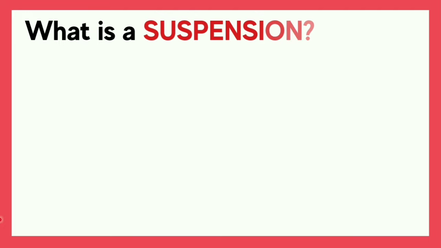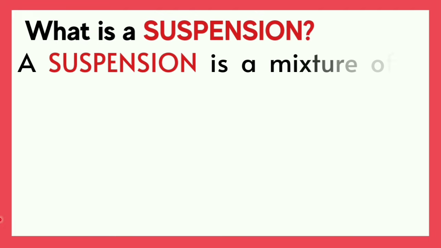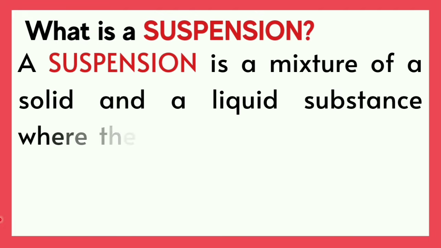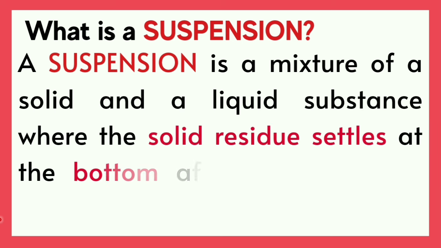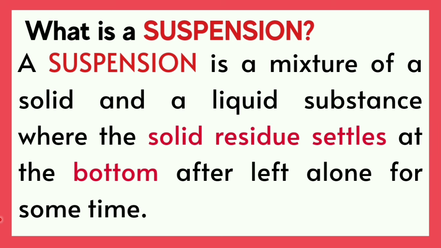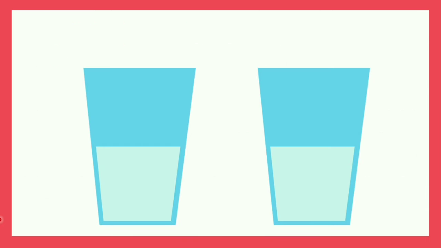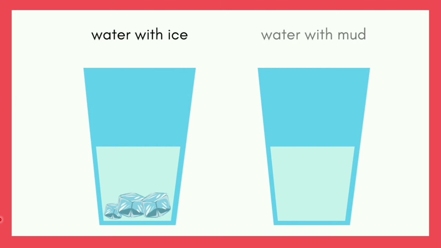What is a suspension? A suspension is a mixture of a solid and a liquid substance where the solid residue settles at the bottom after being left alone for some time. What happens to the ice cubes when you put them in the water? Besides the fact that the ice cubes will melt, they will also settle at the bottom. The same thing happens when you put soil in water.